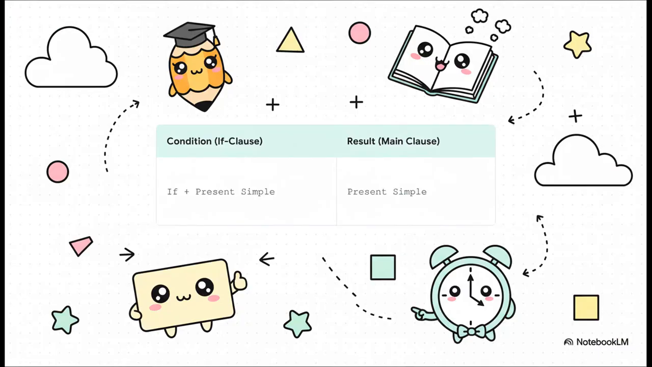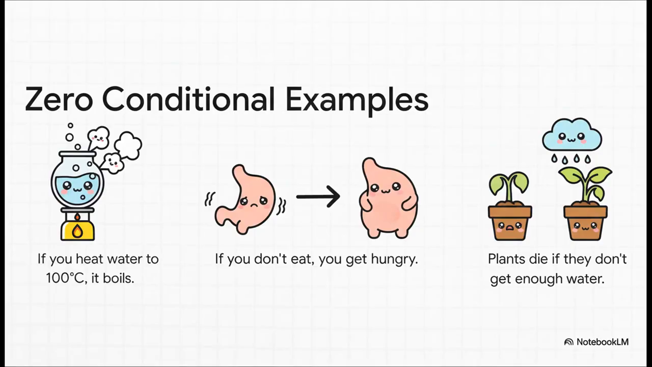And check out the structure. It's beautifully simple. The if part of the sentence uses the present simple tense. And guess what? The result part also uses the present simple. Present simple and present simple. Easy to remember, right? Let's look at some examples.